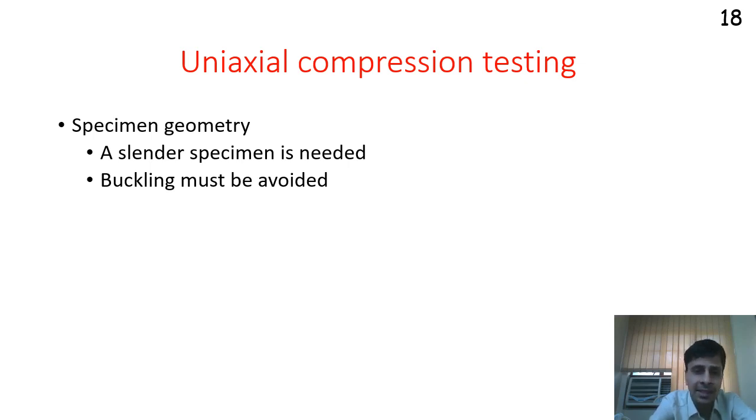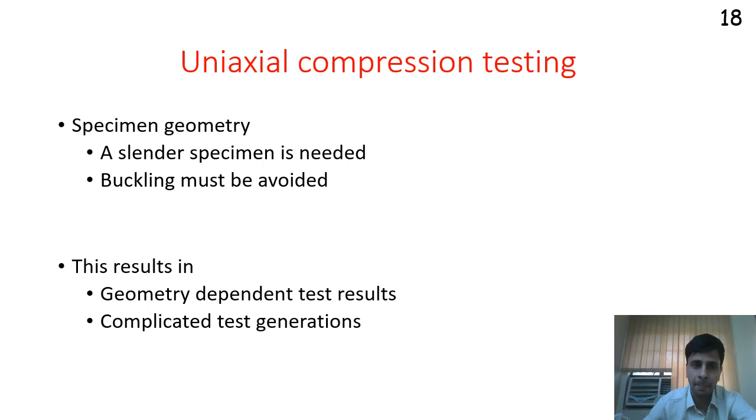Why? First is you want to avoid buckling, and if you want to avoid buckling, you need a slender specimen. This results in geometry dependent lab tests. For example, if a person A does a test where he doesn't have a slender specimen and person B does a test where there is a slender specimen, results will be vastly different. On the other hand, if all of us use slender test specimens, the test setup is significantly tougher. I can get more scatter, I have to avoid buckling. So compression testing is usually tougher.